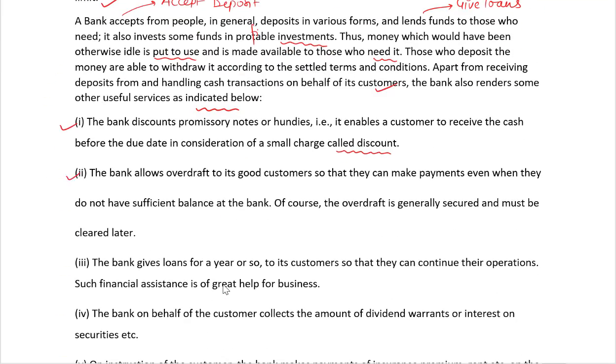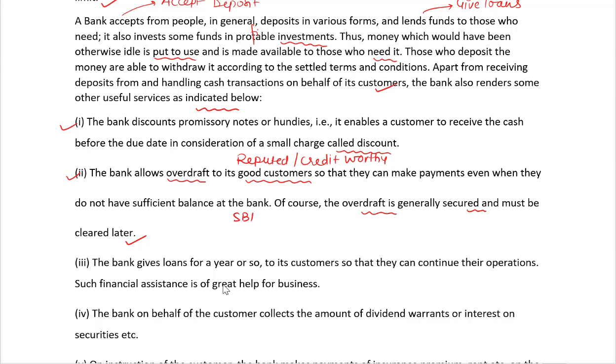Point number 2. The bank allows overdraft facility to its good customer, reputed customer, credit worthy customer, so that they can make payments even when they clear it later. So even when they do not have sufficient bank balance, of course, the overdraft is generally secured and must be cleared later. That means what?